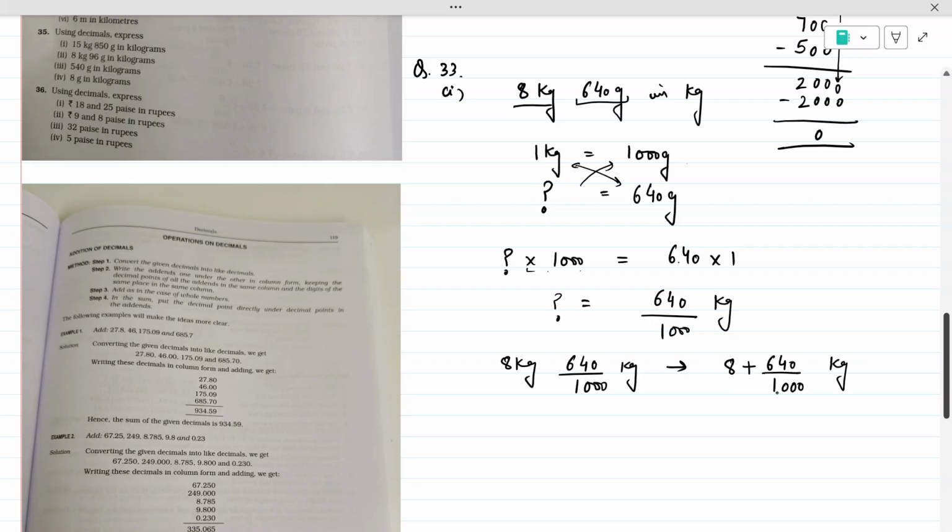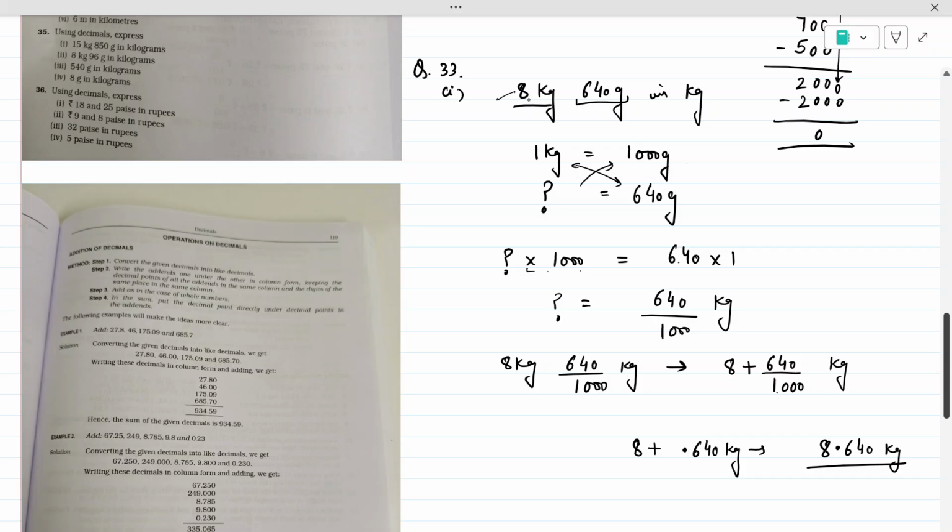We have three zeros here and the decimal will come after three places. So this will be 8 plus 0.640 kgs. Add these two, this will be 8.640 kilograms. Okay, so this is what we wanted. We wanted to change this into kgs.